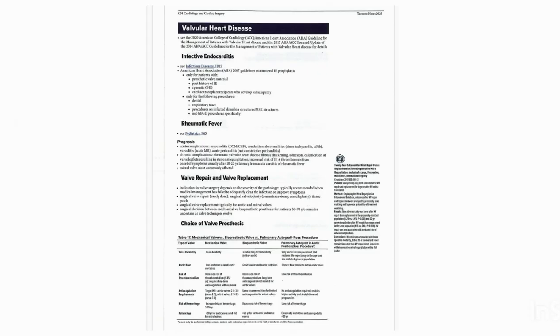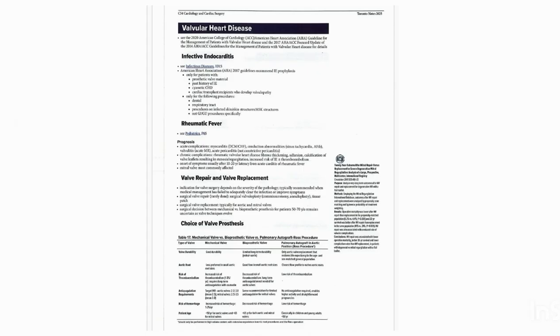Choice of valve prosthesis. Now let's review Table 17, mechanical valves versus bioprosthetic valves versus pulmonary autograft, the Ross procedure. Mechanical valve. Mechanical valves are characterized by excellent long-term durability, high risk of thromboembolism, lifelong anticoagulation with warfarin, and higher bleeding risk due to anticoagulation.